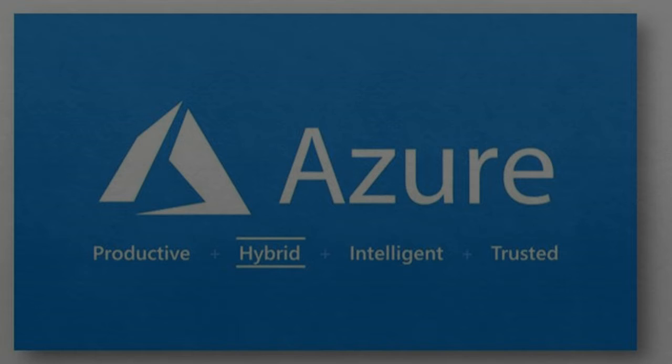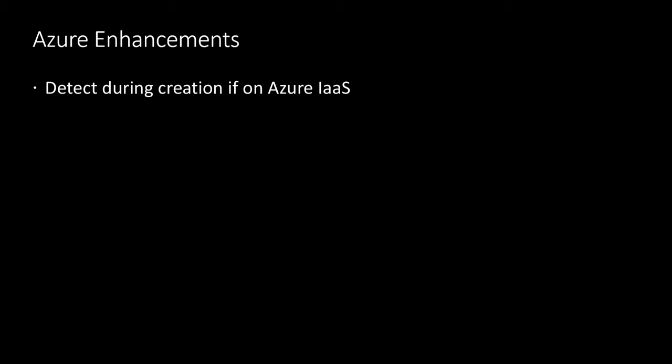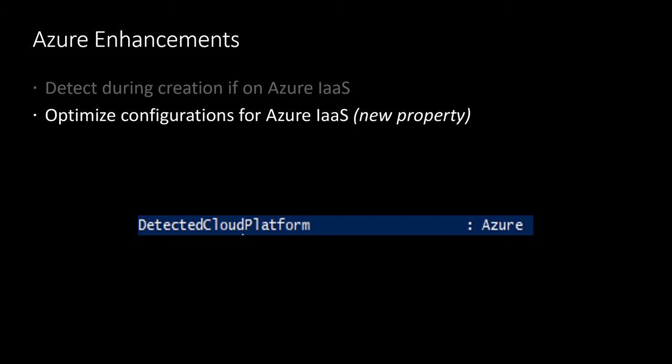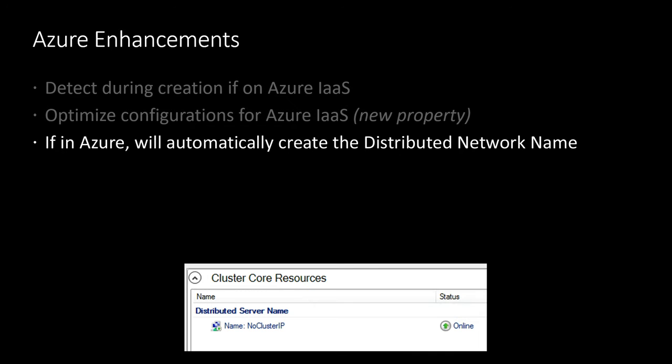Some of the other stuff that we've done is for Azure-specific clusters. Obviously, we detect if we're creating on Azure IaaS. So we're going to optimize some of the configurations for clustering. There's a new property, detected cloud platform. We'll detect we're in Azure. If it's on premises, it'll say none. And I'll talk about a few of the things that it does.